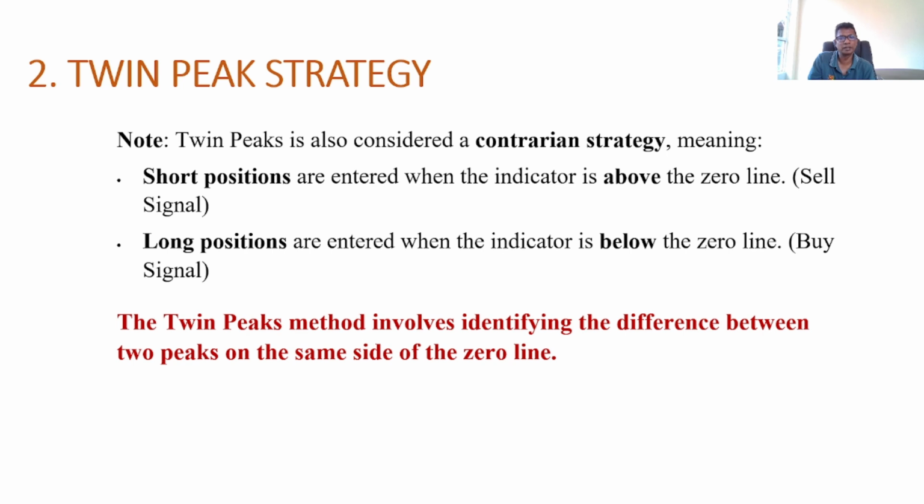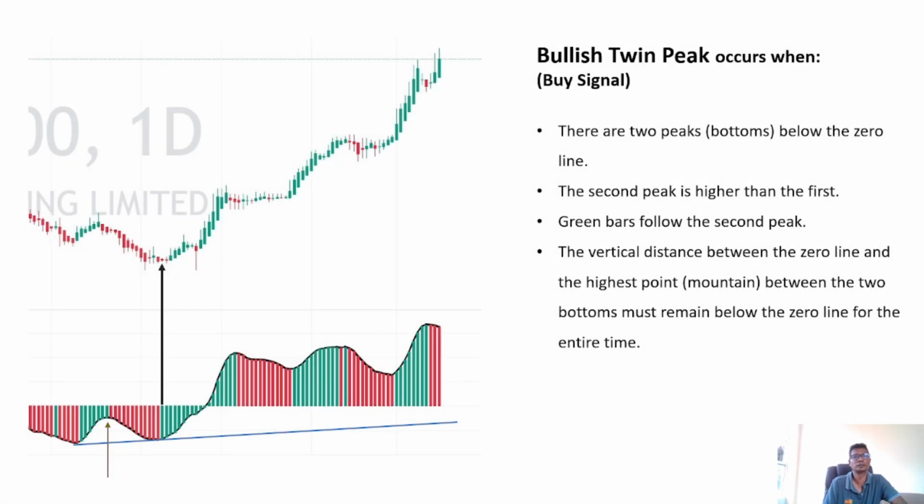The twin peak method involves identifying the difference between two peaks on the same side of the zero line, and there are a few conditions to be completed to get the benefit of that. Now I am taking you to the second stage, that is second strategy, twin peak. For a buying signal, the following conditions have to be fulfilled.